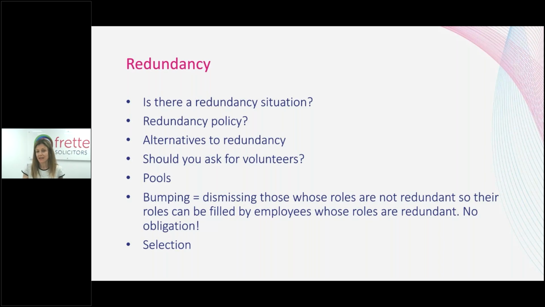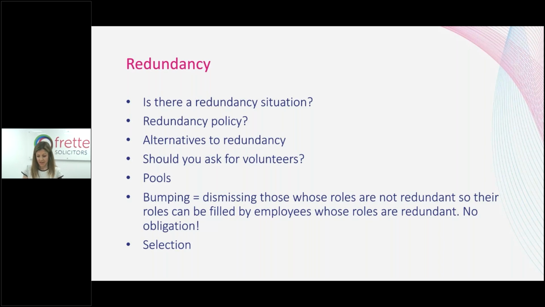The reason being is that the longer the process goes on, the more unsettled your workforce is, and also there is more scope for those who aren't at risk of redundancy but don't appreciate they're not at risk at that point to become unsettled and start looking for another job.